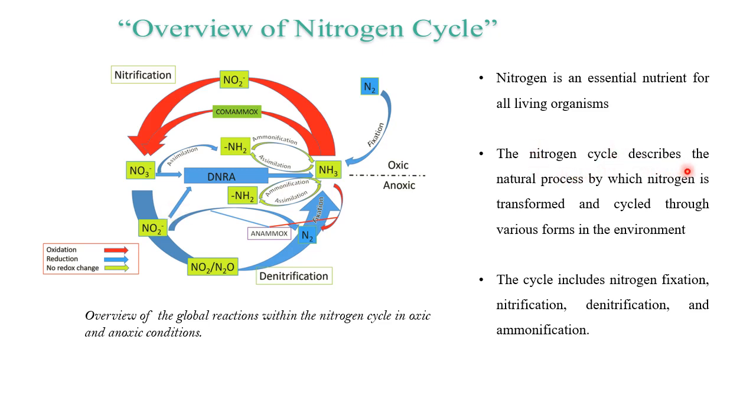The nitrogen cycle describes all the natural processes by which nitrogen is transformed and cycled through various forms in the environment. That means the nitrogen is fixed in the form of ammonia, then it is converted into nitrate, then it may convert into nitrite. In this way, it cycles back to the original nitrogen form via different processes like nitrogen fixation, nitrification, denitrification, ammonification, and some other processes too, which we are going to see.